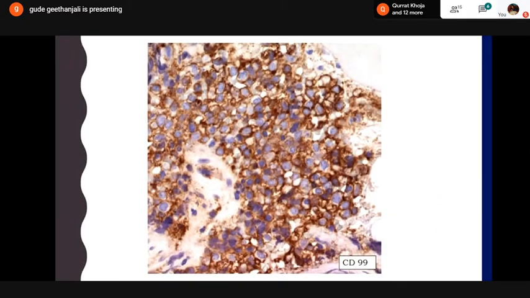And in Ewing sarcoma, doing CD99 is important. While interpreting the immunostain for CD99 to diagnose Ewing sarcoma, we should see a diffuse strong membranous positivity. If it is not diffuse strong membranous positivity, we should do a genetic test, the molecular genetic workup, before giving a diagnosis of Ewing sarcoma.